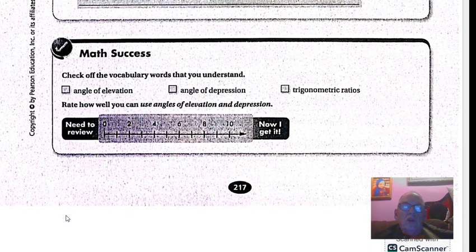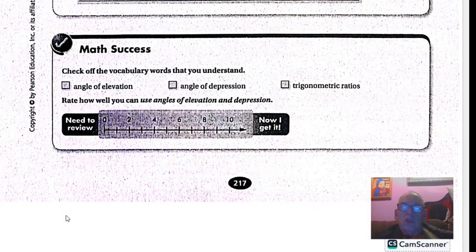Okay, so hopefully you can check off these vocabulary words that you understand. And you maybe rate from 1 to 10 on how well you feel you understand these concepts. Trig ratios, angle of depression, and angle of elevation.